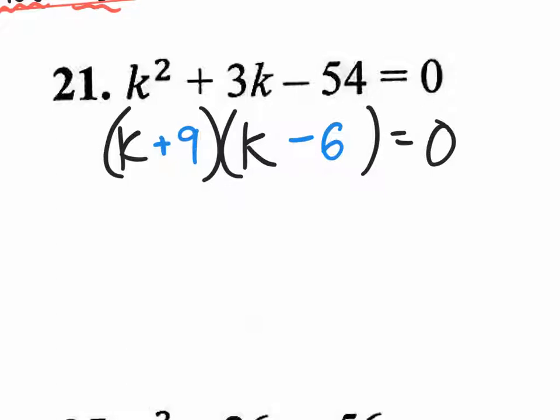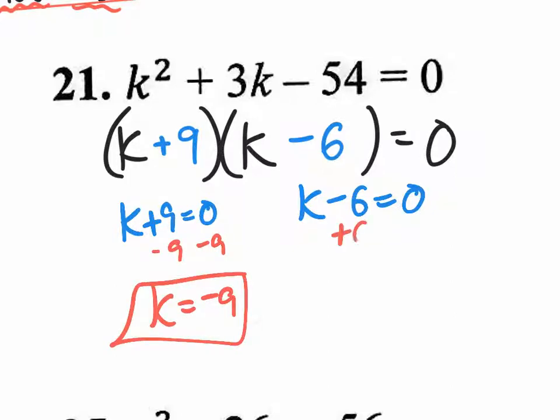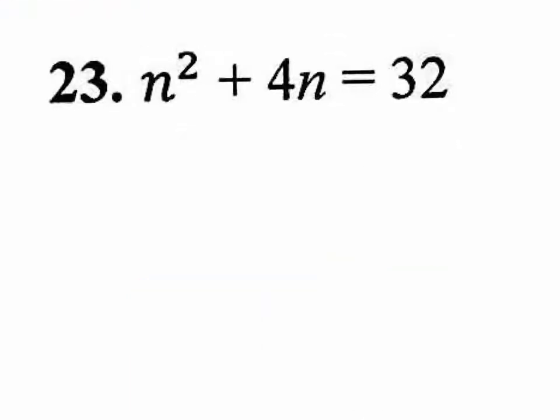Anyhow, we factored. Now we're going to split. There it is. I split them. And now we're going to solve. Minus 9, k equals negative 9. Plus 6, k equals 6. It's too easy. Moving on to 23. Now right here, it's not set equal to 0, so we need to do that first.